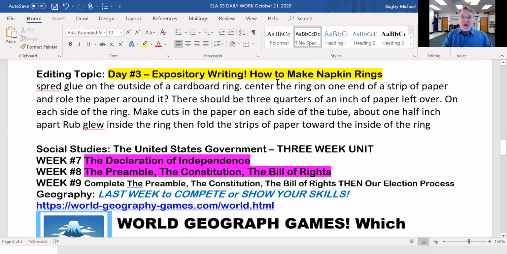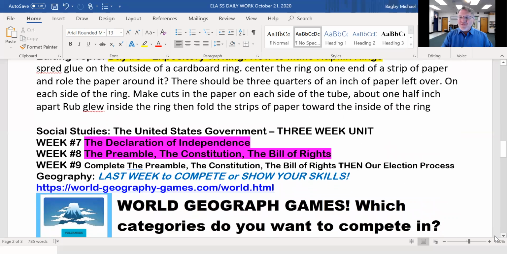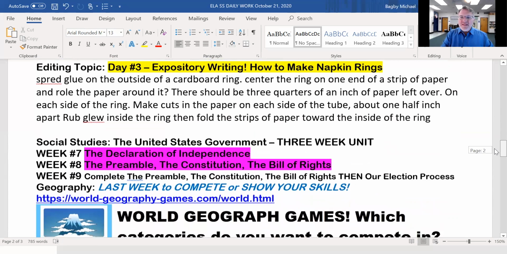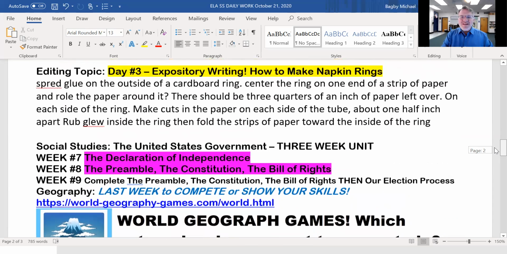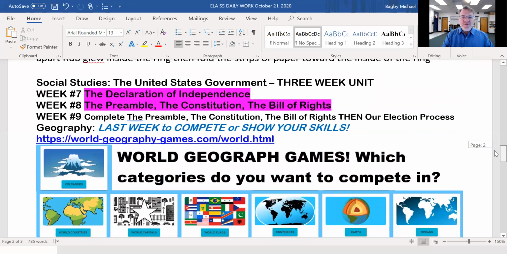Day 3 of expository writing for your editing, how to make napkin rings. And I'm serious about Thanksgiving. If one or more of you makes napkin rings for Thanksgiving, take a picture or video of it. I would be very happy to see it. And you can base it on the instructions that are in the editing.